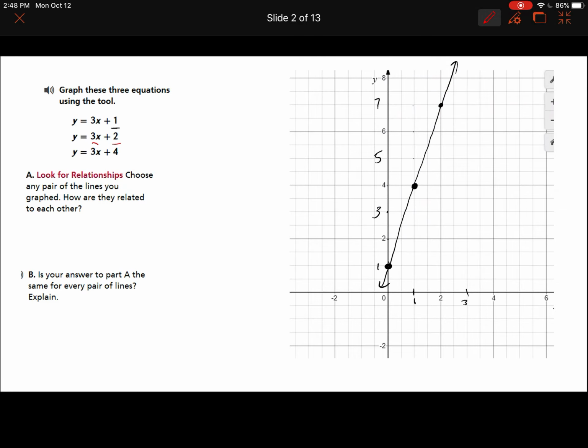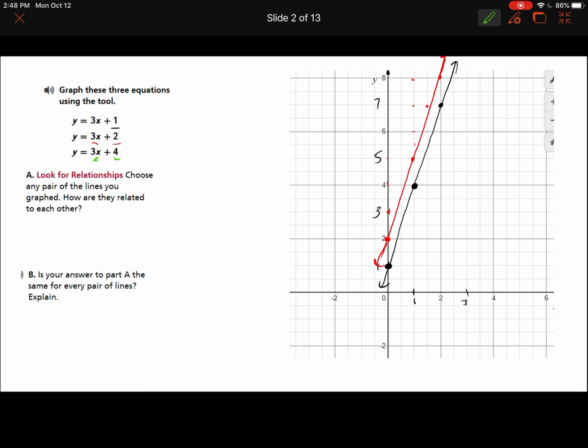Change colors here. Let's do 3x plus 2. Y-intercept is 2. Slope is still 3 over 1. Up 3, 1, 2, 3. Over 1. Up 3, 1, 2, 3. Over 1. Do that again. Up 3, 1, 2, 3. Over 1. Up 3, 1, 2, 3. Over 1. There's my mistake. All right, so this line's sitting right here.